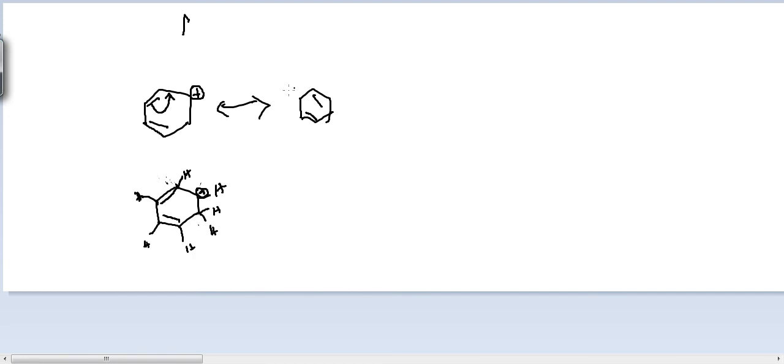Okay, now when we move our electrons over, that means that this carbon is going to have sufficient bonds, and this carbon will have sufficient bonds, so we're going to move the plus charge here, and we can draw another resonance structure. Right here.